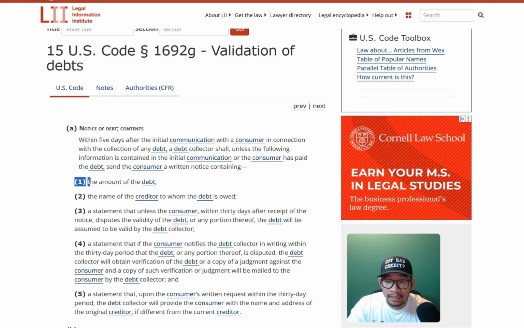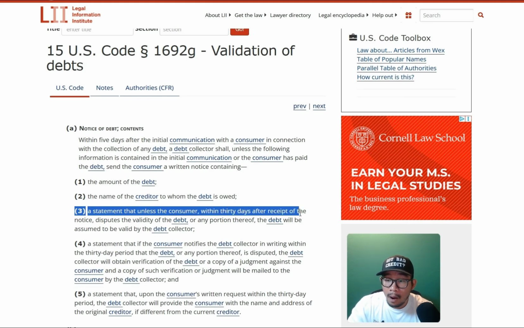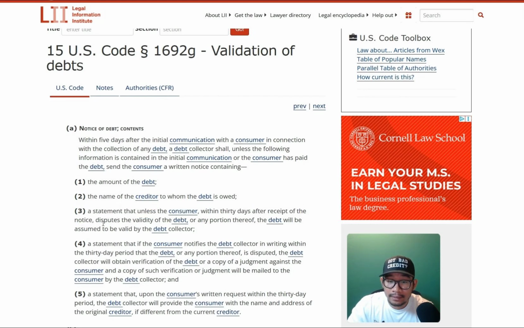Okay? So the first thing, the amount of debt. The second thing, the name of the creditor to whom the debt is owed. Third is a statement that unless the consumer, within 30 days after the receipt of the notice, disputes the validity of the debt or any portion thereof, that debt will be assumed valid by the debt collector.